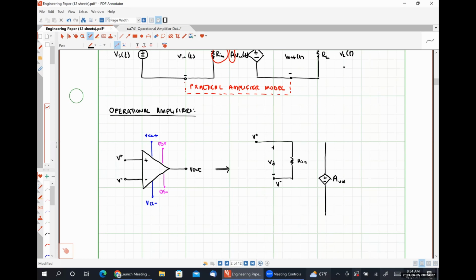Anytime we have A with a subscript V, that means we're dealing with a voltage gain. And the subscripts O and L mean that we have an open loop configuration, which means we are not applying any feedback. And I'll get into that more here in a little bit. This open loop voltage gain is what scales our differential input voltage. Here is our output resistance for our practical model.